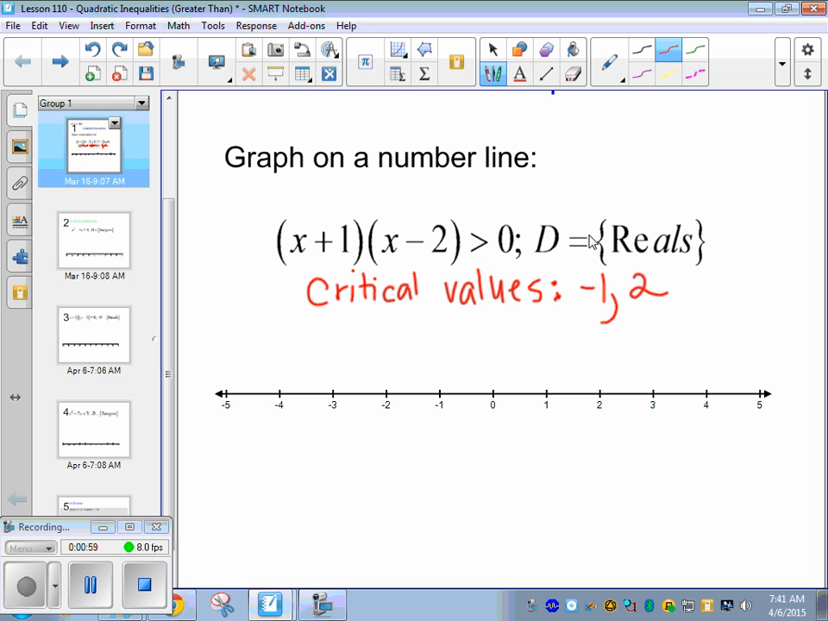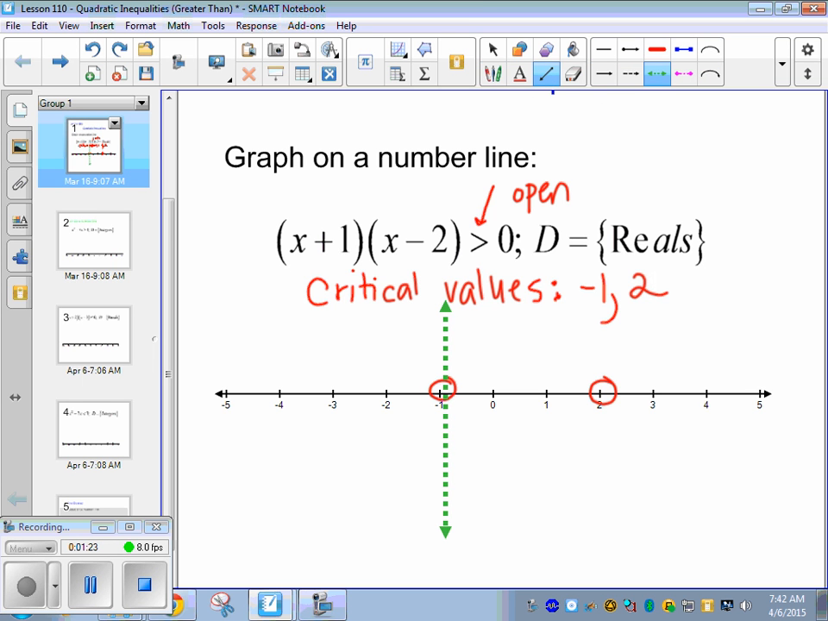All right, so open or closed circle on those numbers based on this lovely thing right here. So since it's strictly greater than, this would be open circles. So I'm going to put open circles on -1 and +2.